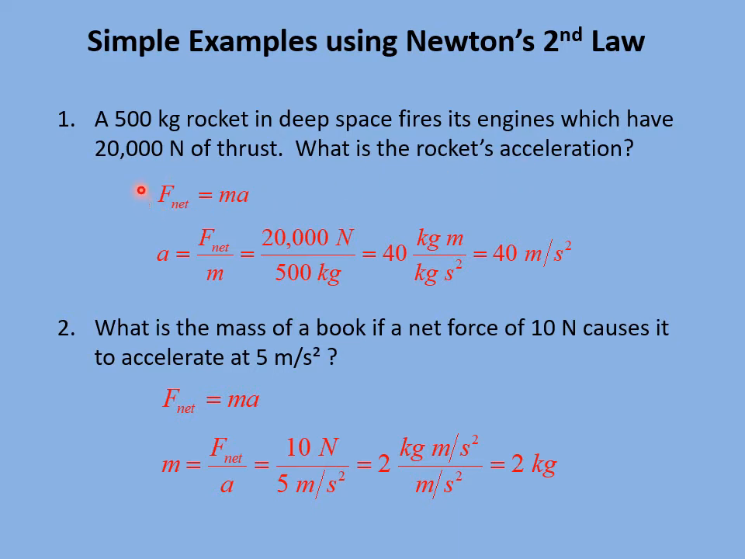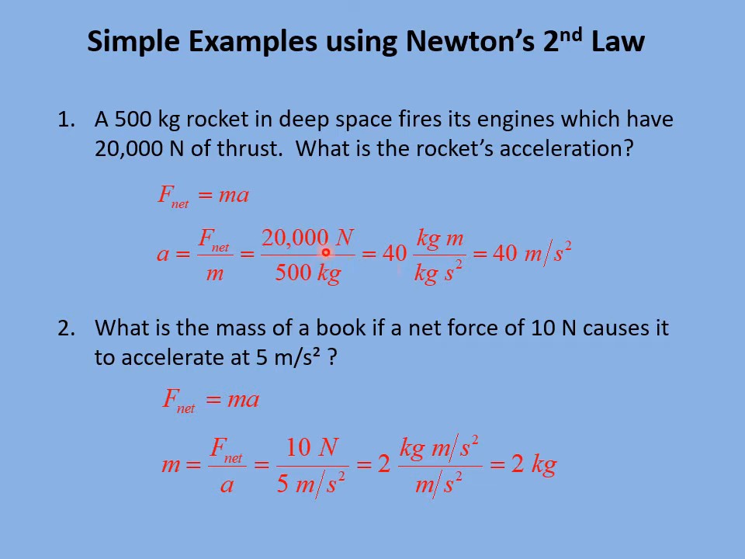So this is just a simple application of F net equals ma. We are trying to solve for the acceleration of the rocket. So the acceleration is equal to the net force divided by the mass. So the net force on the rocket is 20,000 newtons. Notice we're in deep space, so there's no gravity, there's no weight, there's no normal force, and of course in deep space there's no wind resistance. So the only force acting on the rocket is the force of the engine thrust, which is given as 20,000 newtons. The mass of the rocket was given to us as 500 kilograms. So the acceleration is just 20,000 divided by 500. And the answer here is 40, okay?